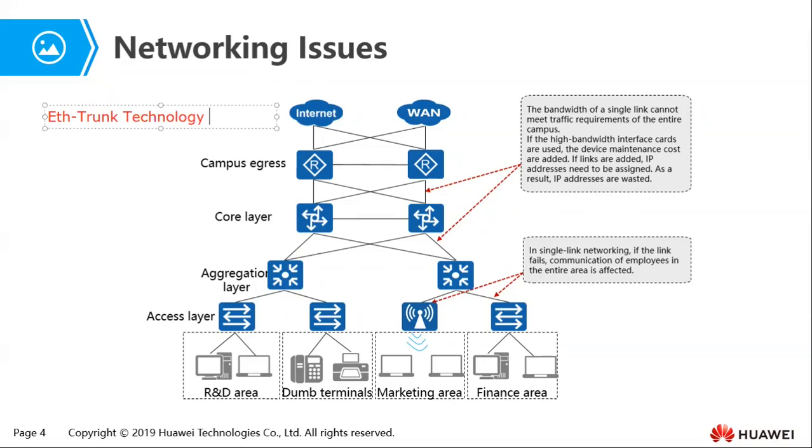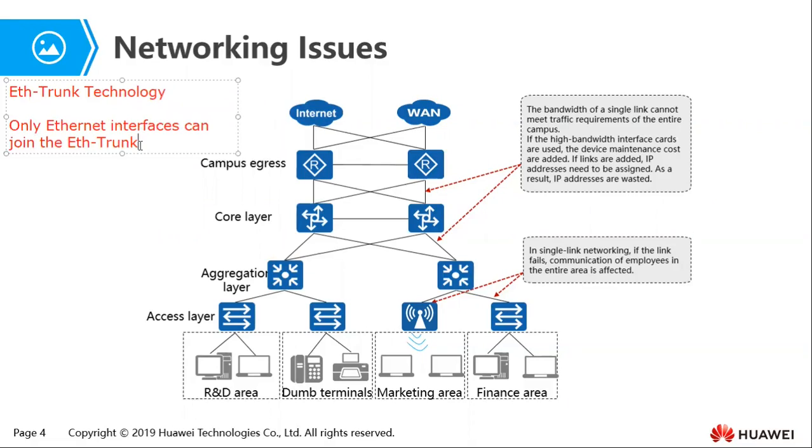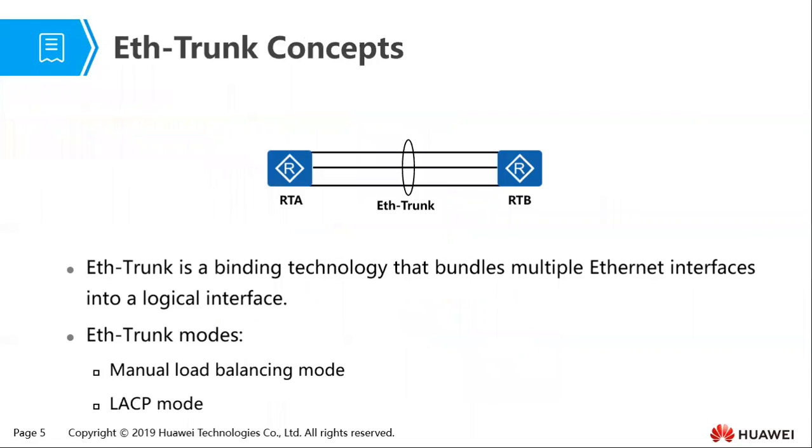Now the reason as to why it's called Eth-Trunk, as you might have already guessed, ETH there is from Ethernet. So with Eth-Trunk technology, only Ethernet interfaces can join the Eth-Trunk. So you might not be able to bundle, for example, serial interfaces into an Eth-Trunk. Okay, so let's look at how this is done.